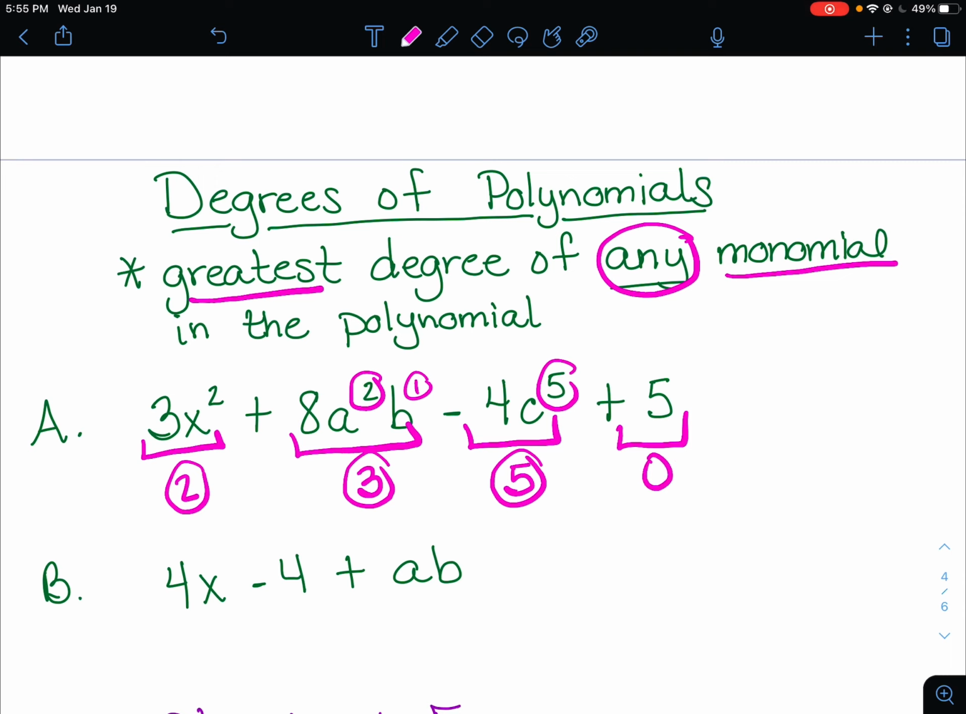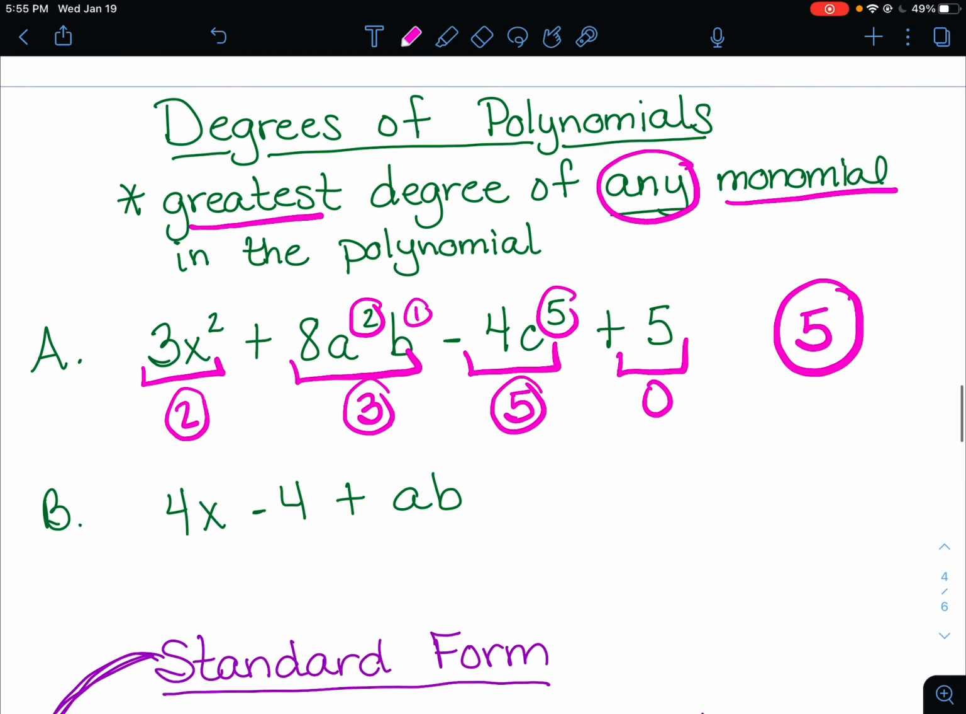So if we want to think about the degree of this whole polynomial, it's the largest degree of any single term. So this would be 5. We don't add them together. We look at them individually, and the highest one is 5. And this is important because when we move into standard form, this is what we're going to use to help us. All right, let's look at a second one.